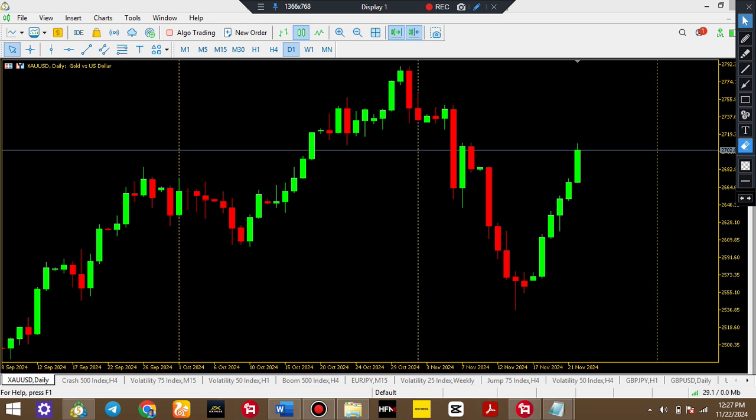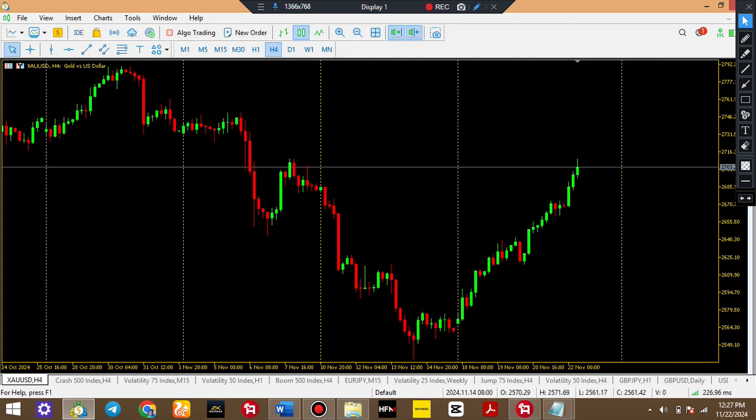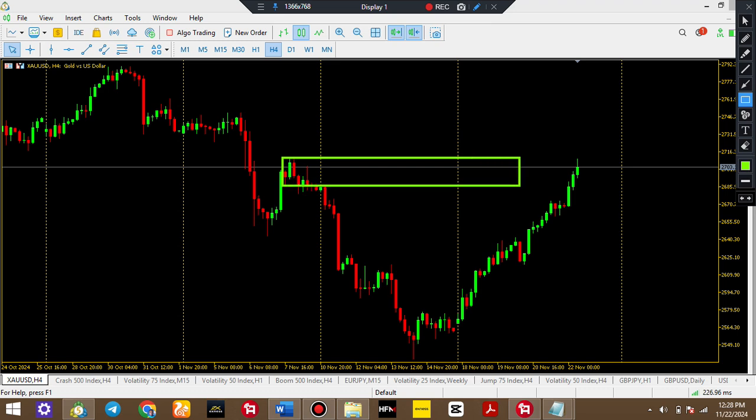You come to your H4. In your H4, we're also looking for a bearish order block which is valid. So you can see that where we just highlighted just now is this area, right? On the daily time frame. So it's the same area on the daily time frame, right? So it's the same area.